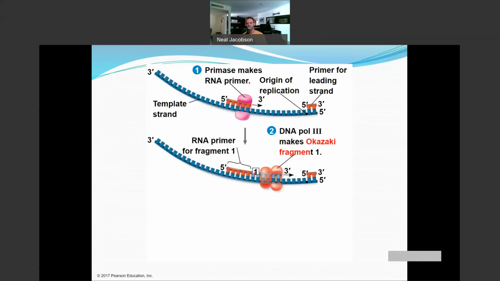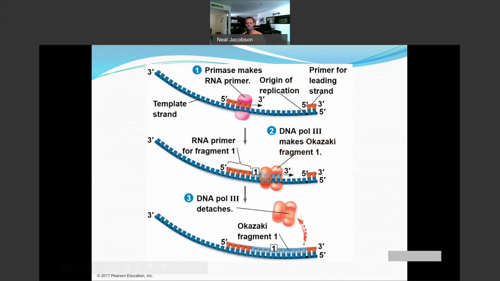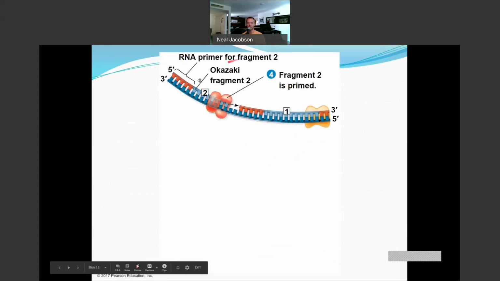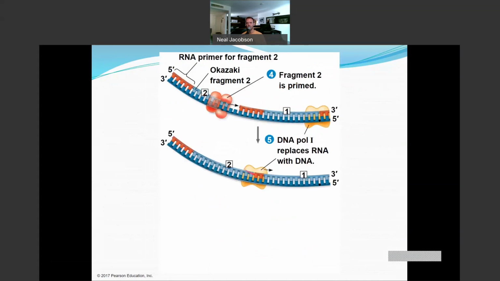What it's doing as it's making this chunk right here, because this is going to be done in chunks, that chunk is called an Okazaki fragment, and the Okazaki fragment is named after a husband and wife research team in Japan that discovered these fragments. Okay. So once it hits that primer, it's going to detach. It's going to find the next RNA primer closer to the replication fork, and then it's going to copy in a 5' to 3' direction until it hits the previous primer. Boom. And then it's going to hop off and go ahead again, and it's going to keep doing it.